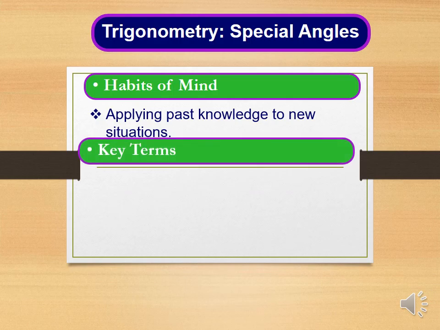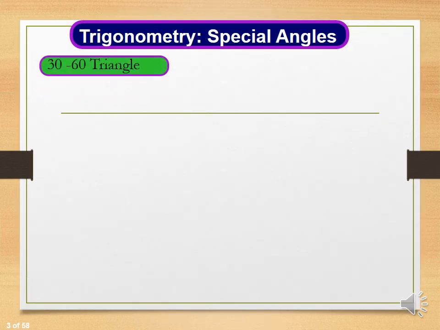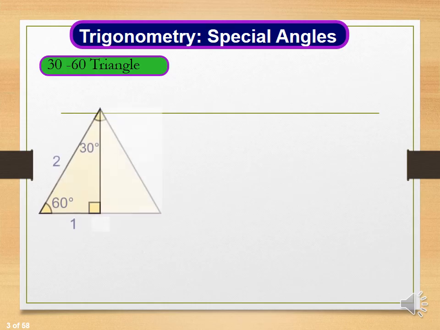Some of the key terms we're going to use in this lesson are right angle triangle, 30-60 triangle, 45-45 triangle. Now let's look at a 30-60 triangle.